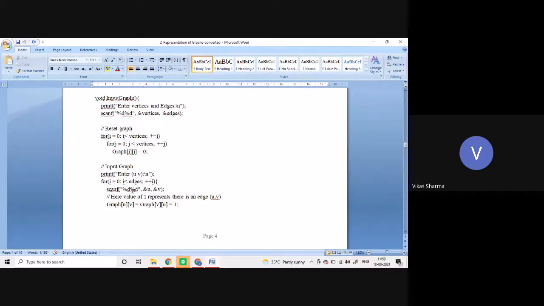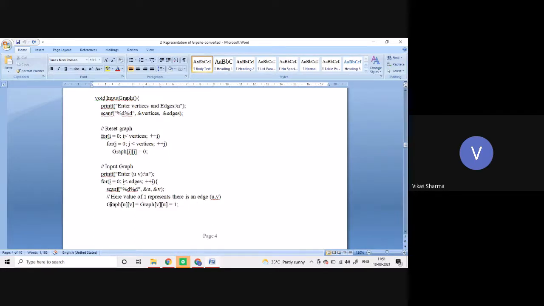Next, scanf we are providing. Scanf uses percent d, because u and v both are integer values. So that's why we are taking percent d here. Here a value of 1 represents that there is an edge between u and v.